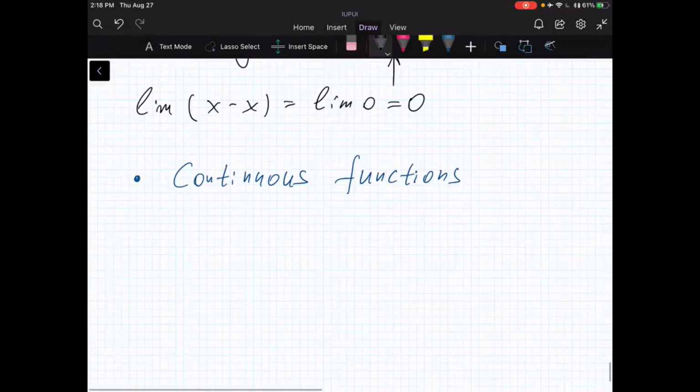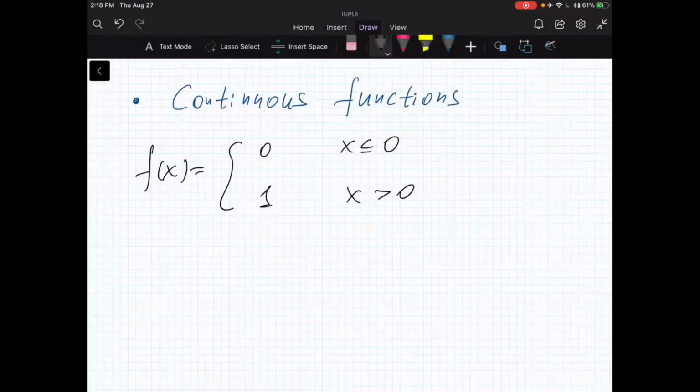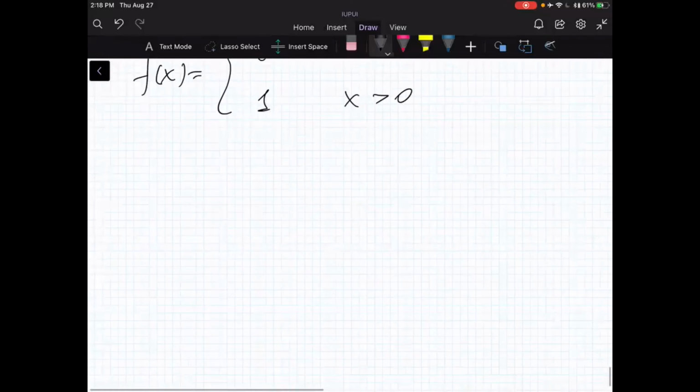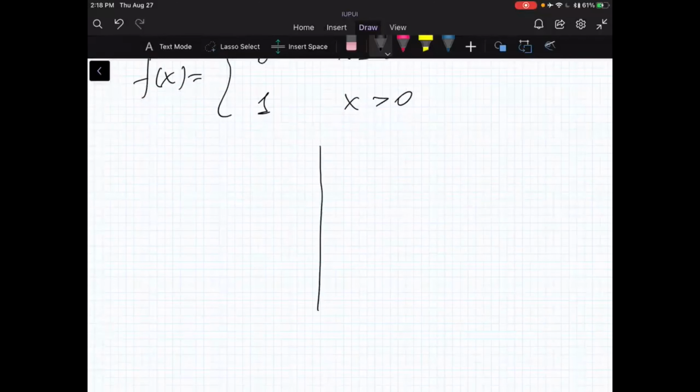So before that, let's consider the following function f of x that will take values 0 and 1. It will be 0 when x is less than 0, and it will be 1 when x is greater than 0. It is a piecewise function. That's what I discussed without you, unfortunately, in the last 8 minutes of the previous class.